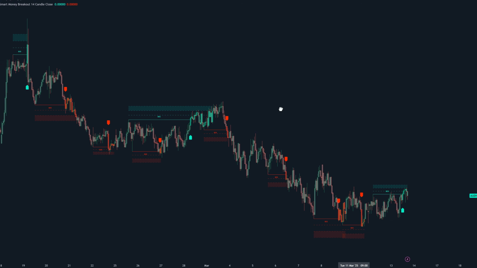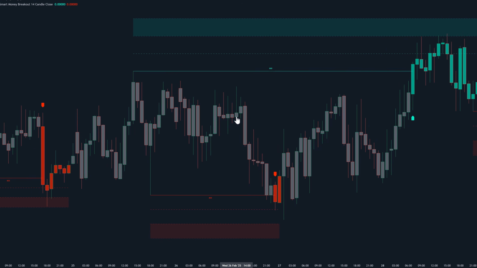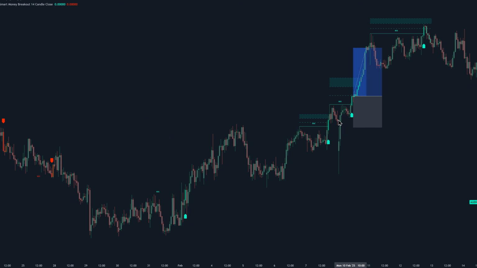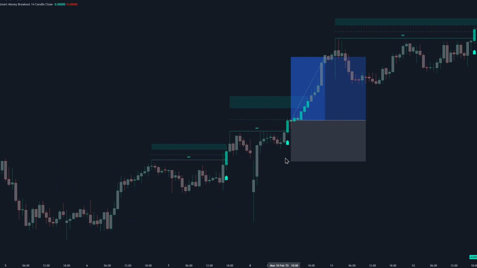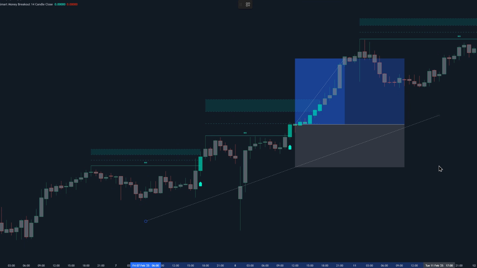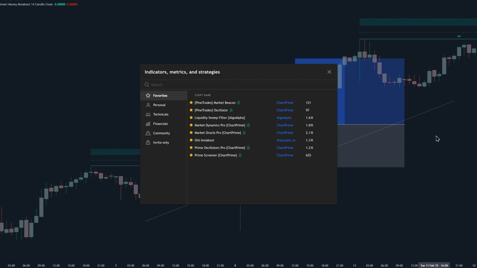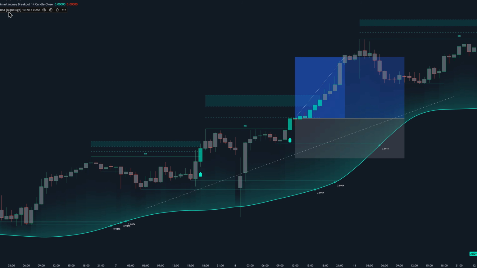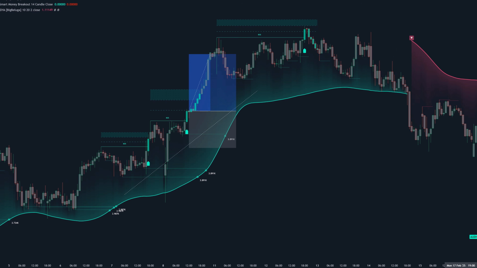Now, let's go over how we can use this indicator to trade. The basic idea is to take BOS signals as soon as they occur, but only in the direction of the overall trend. To help us identify the trend, we're going to use another indicator known as the Volumatic Variable Index Dynamic Average, aka the VIDYA indicator. This is a trend-following tool that uses volume to measure the momentum of the market.